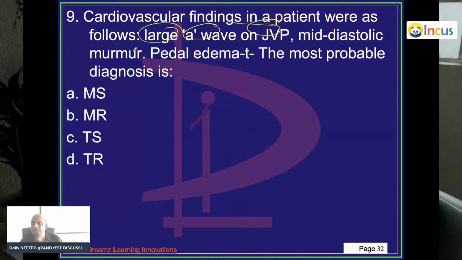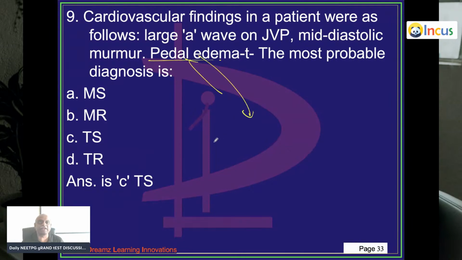Large A wave on the JVP with mid-diastolic murmur. Correct. Pedal edema is a sign of right ventricular, right heart failure. No, that is the reason it is TS.